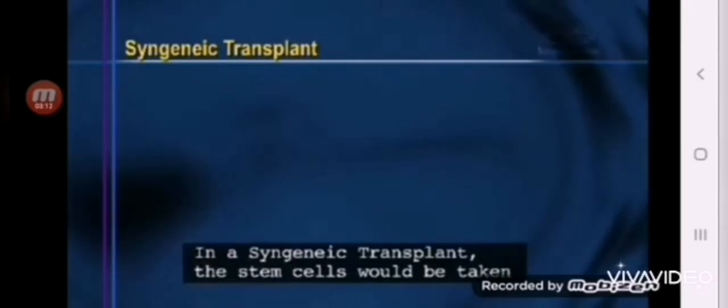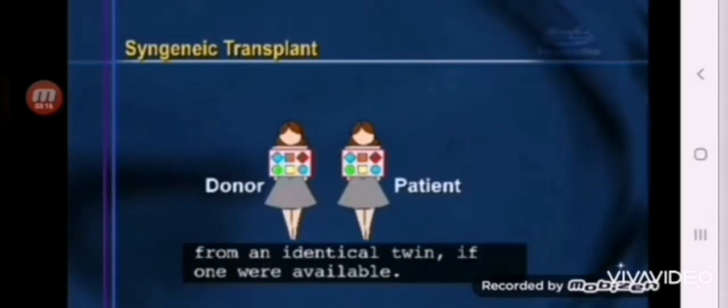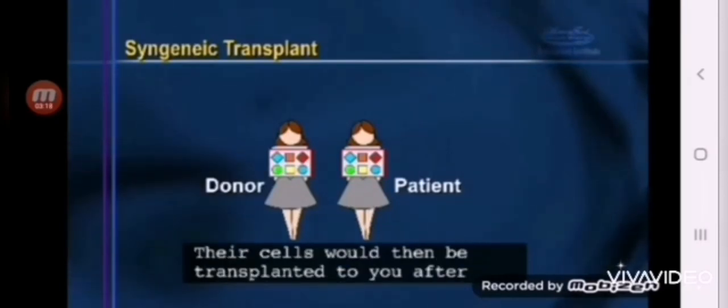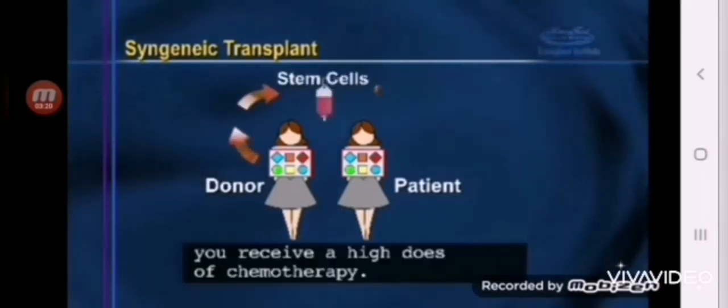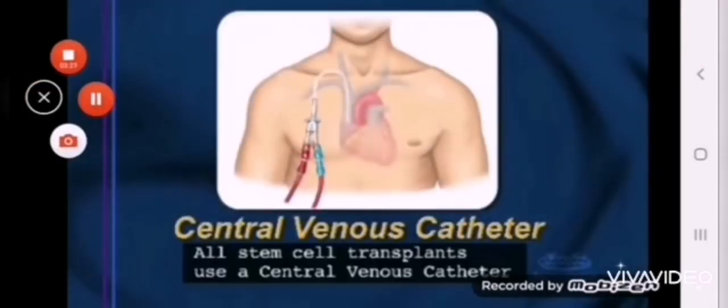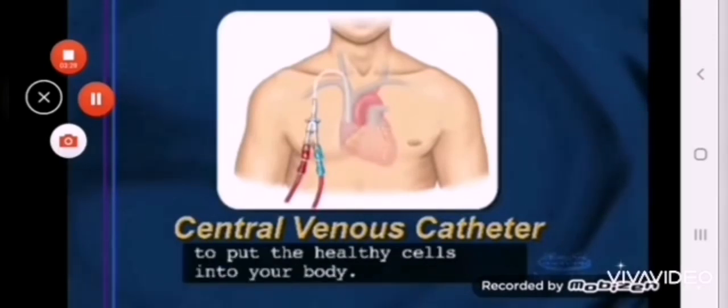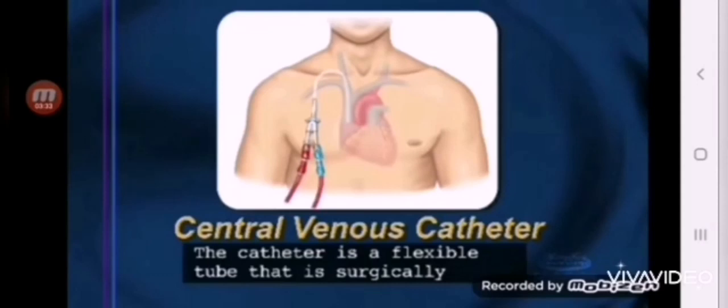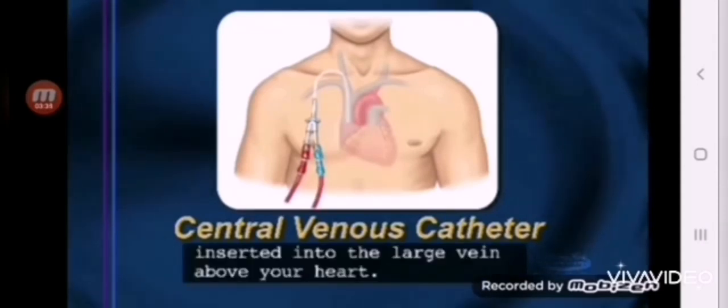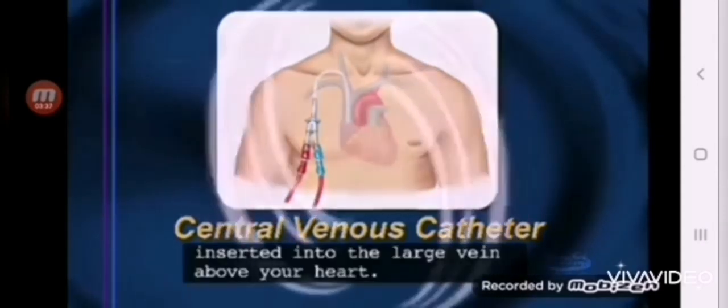In a syngeneic transplant, the stem cells would be taken from an identical twin if one were available. Their cells would then be transplanted to you after you receive a high dose of chemotherapy. All stem cell transplants use a central venous catheter to put the healthy cells into your body. The catheter is a flexible tube that is surgically inserted into the large vein above your heart.